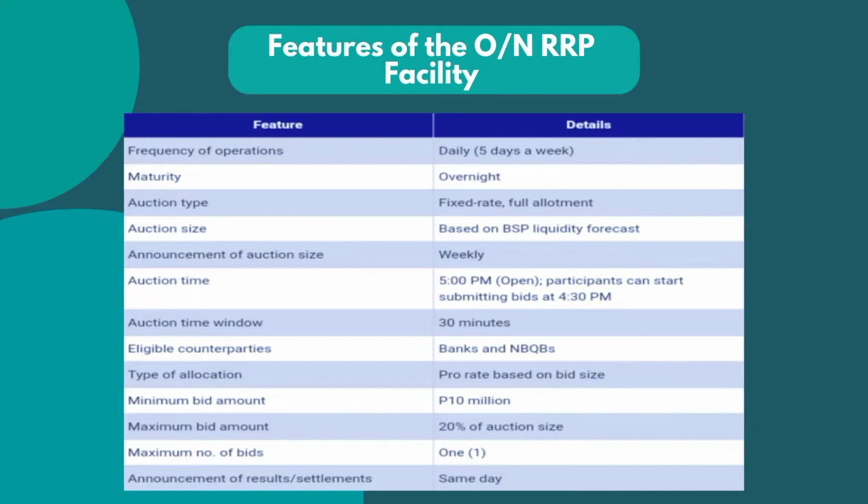And yung auction time window ay 30 minutes. Yung eligible counterparties ay yung mga banks and non-banks with quasi-banking function. And yung type of allocation is pro-rata based on bid size. And yung minimum bid amount ay 10 million. And yung maximum bid amount is yung 20% ng auction size, which is yung base nga sa BSP liquidity forecast. And yung maximum number of bids ay 1. And yung announcement of results or settlements is same day lang. So, therefore, ginagawa ito ng BSP para makontrol ang inflation at money supply sa bansa.